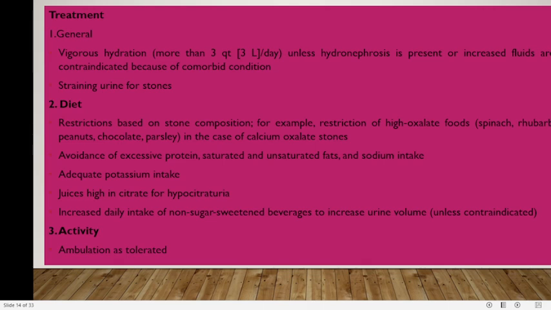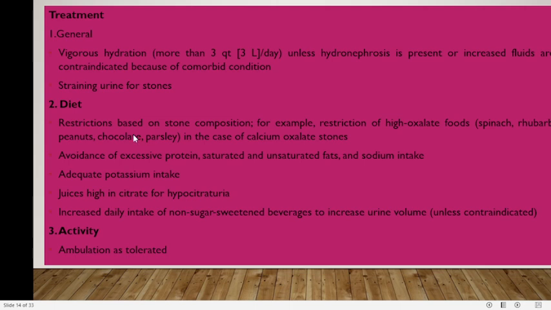On treatments, the first type of treatment is the general. In the general, we are saying that we need vigorous hydration of more than 3 liters per day, unless hydronephrosis is present or increased fluids are contraindicated because of a comorbid condition. Number 2, we have straining of urine for the stones. What about diet?